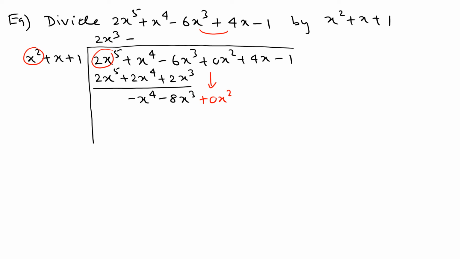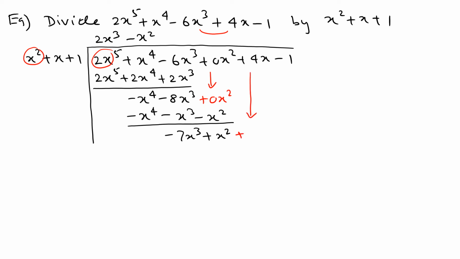So it is negative x squared, multiply as before. So you're going to get negative x to the fourth. When you multiply by the next one, it is negative x cubed. The next one is negative x squared. Change the sign and add. So you're going to get negative 7x cubed plus x squared. Bring the next term down.